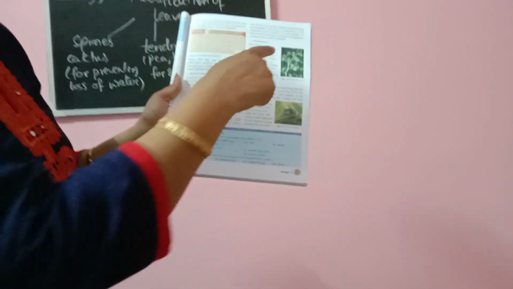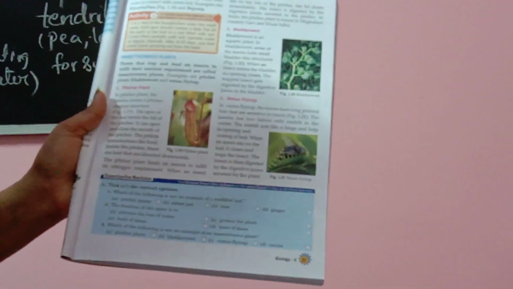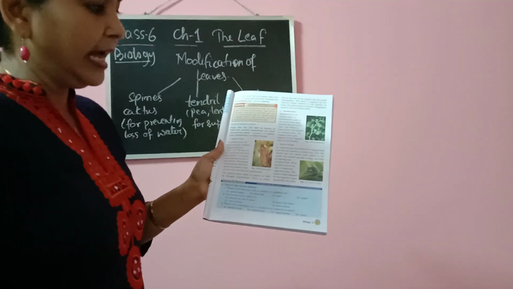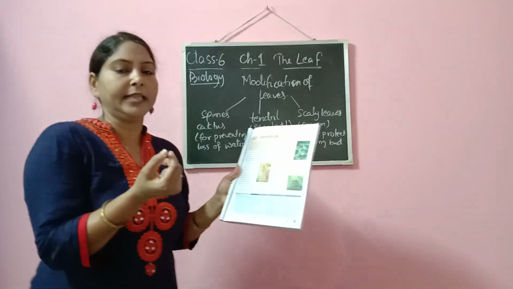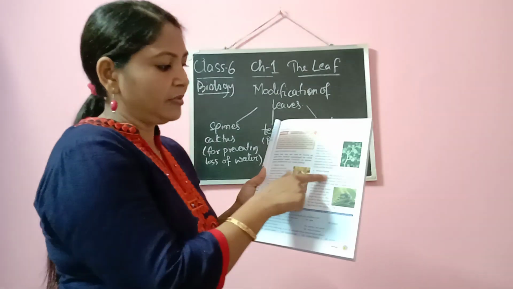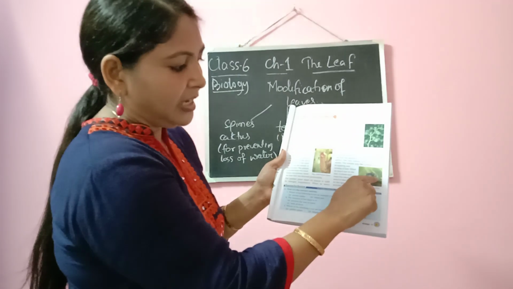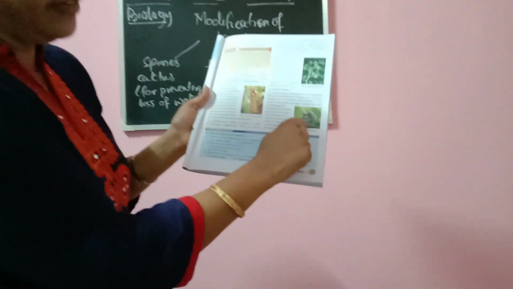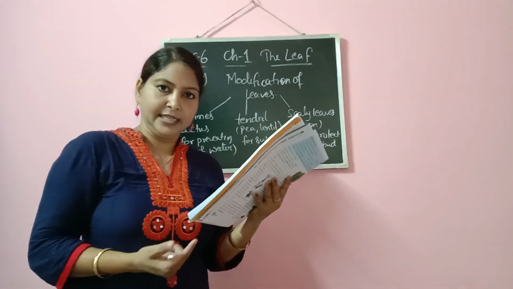Now the second one is bladderwort. This plant is basically found in water. These plants also feed on insects in order to get the nutrition. And the third example is Venus flytrap. You can see here very clearly it is shown. This is the leaf-like structure where an insect is being trapped. That's why its name is Venus flytrap. It traps the insects and engulfs them, and this is how it gets its food.